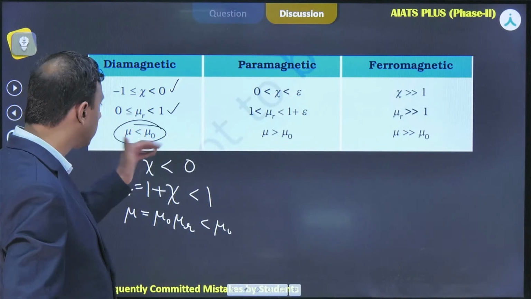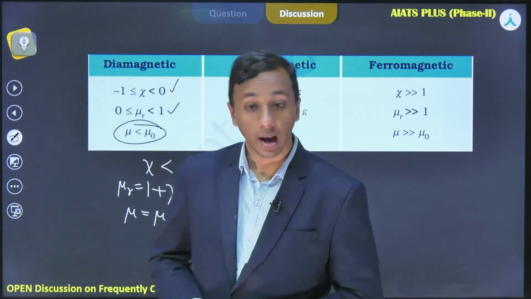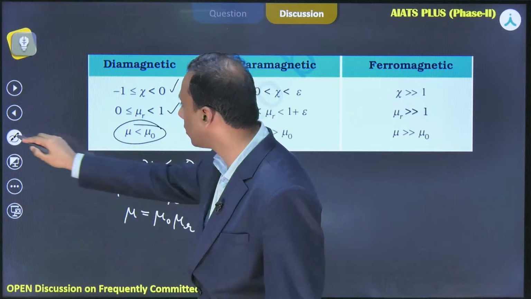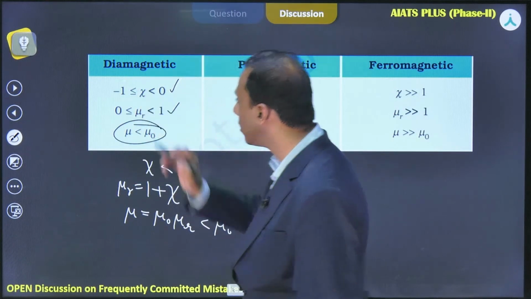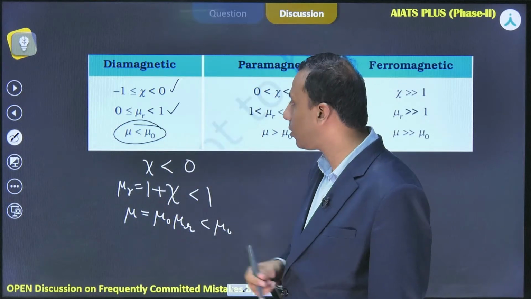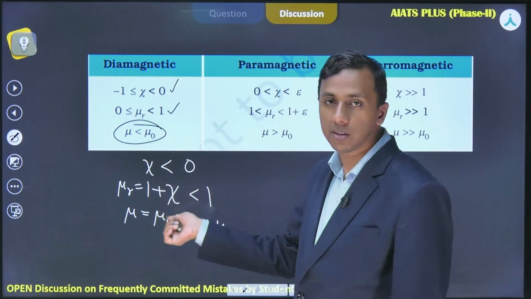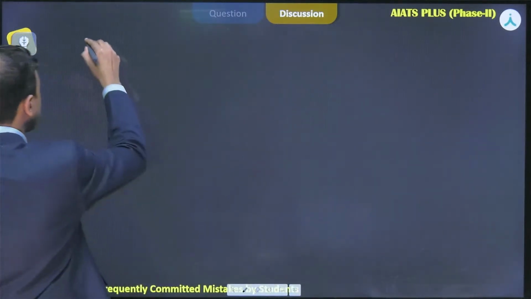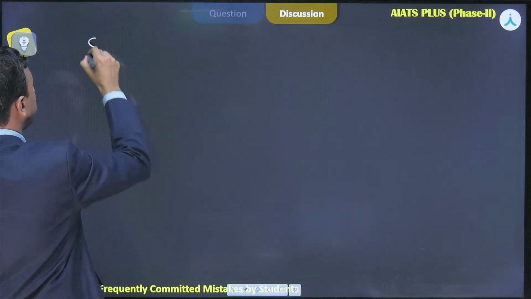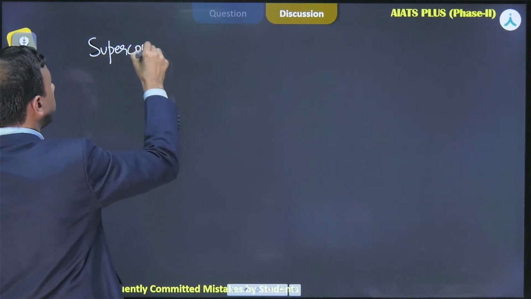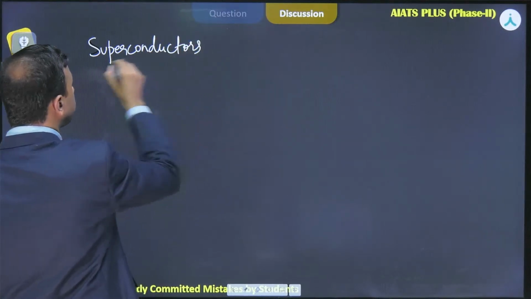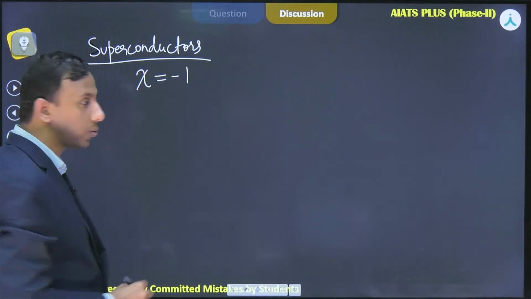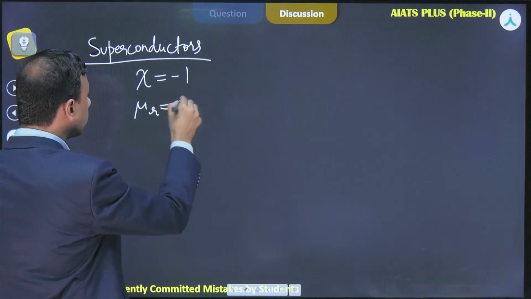Why they are like this, and last but not the least, what is this? When does xi equal to -1 or mu r equal to 0 happen exactly? Obviously, if xi is equal to -1, mu r will become 0, right? But for which material? Please write down, we call it superconductors. For superconductors we say that xi is equal to -1 and mu r equal to 0.